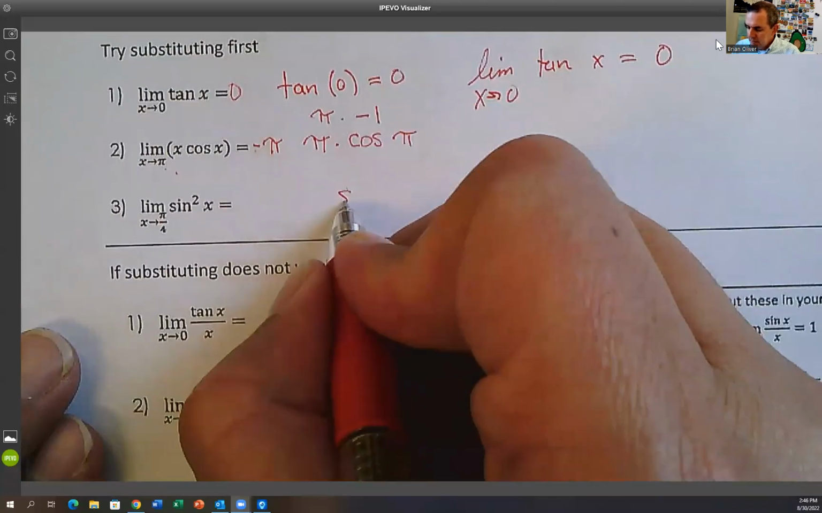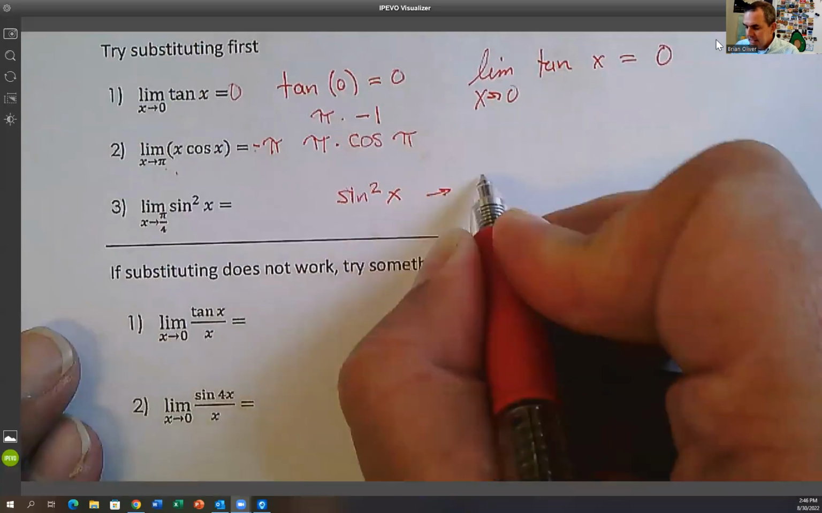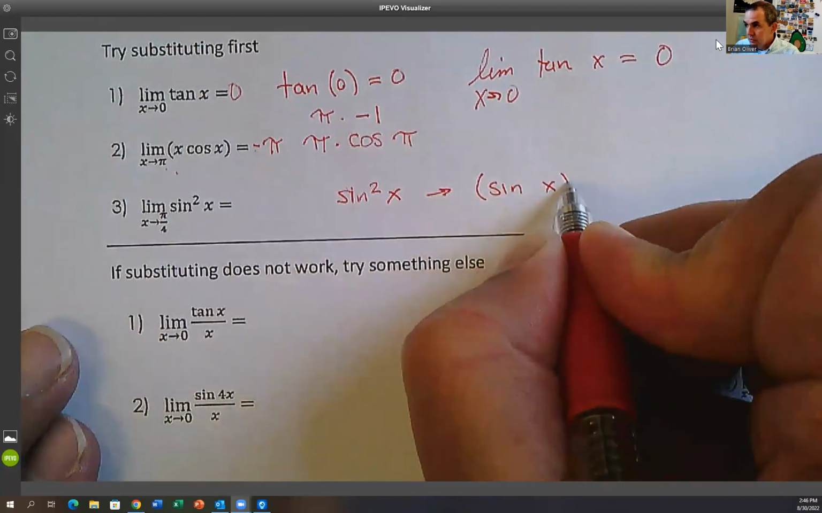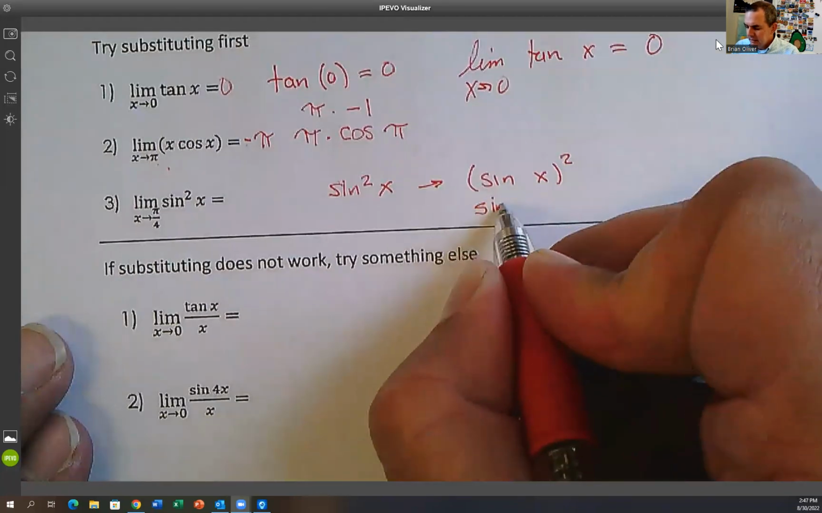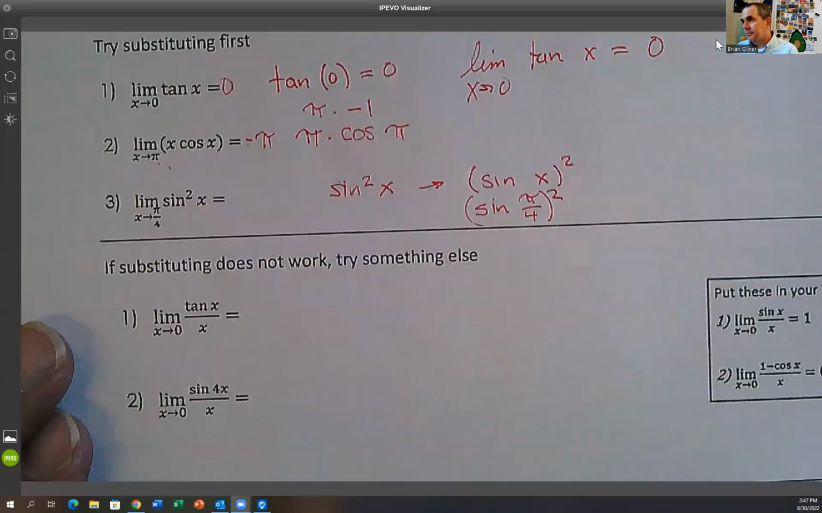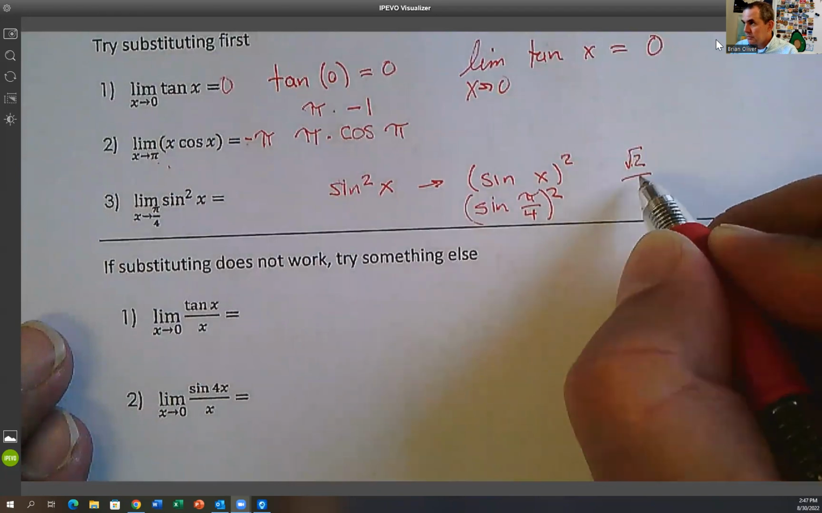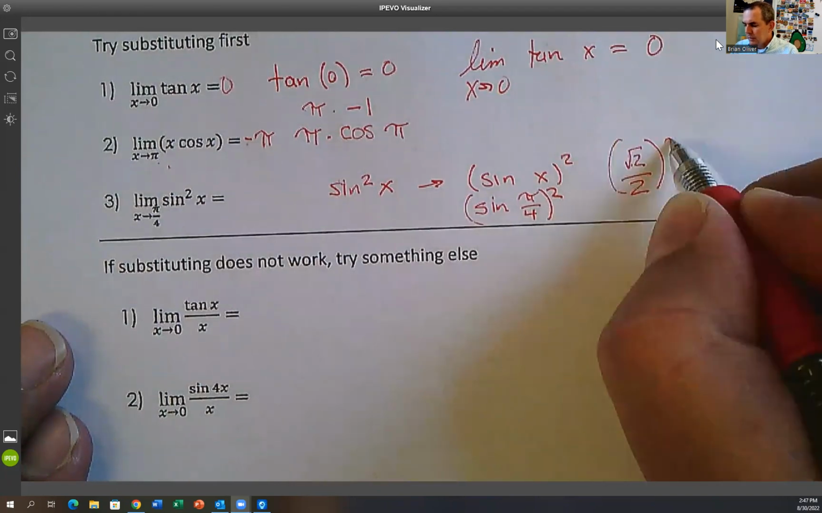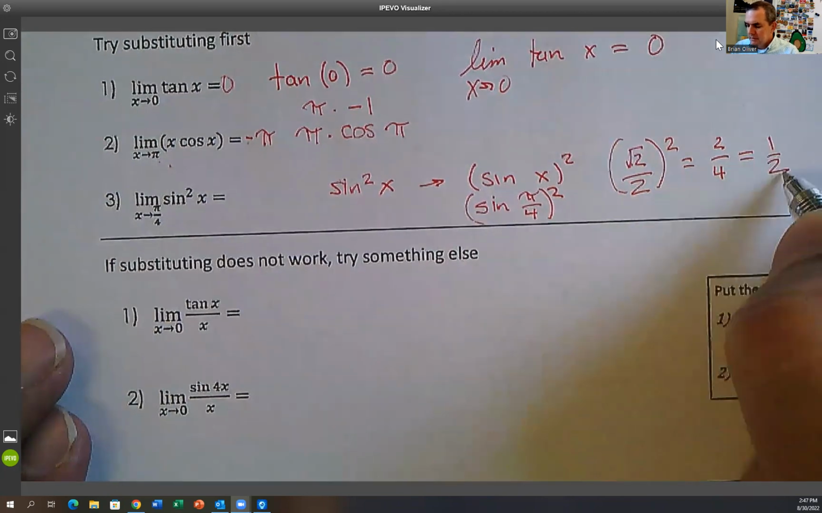The thing I need you to be careful about is that sine squared x is actually the same as sine of x squared. So what I'm going to do is take sine of pi over 4 and square it. The sine of pi over 4 is √2 over 2. √2 over 2 squared gives me 2/4, which is 1/2. This is 1/2.